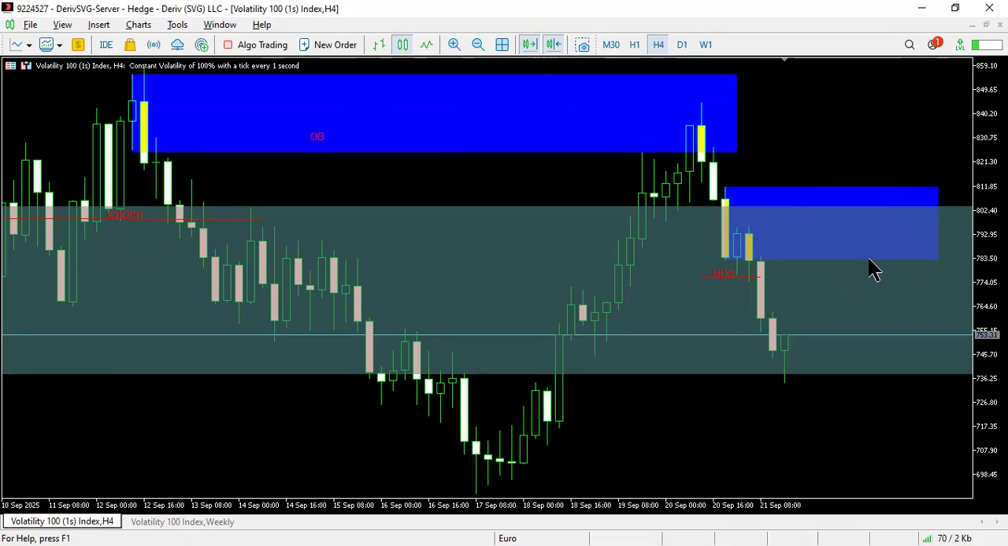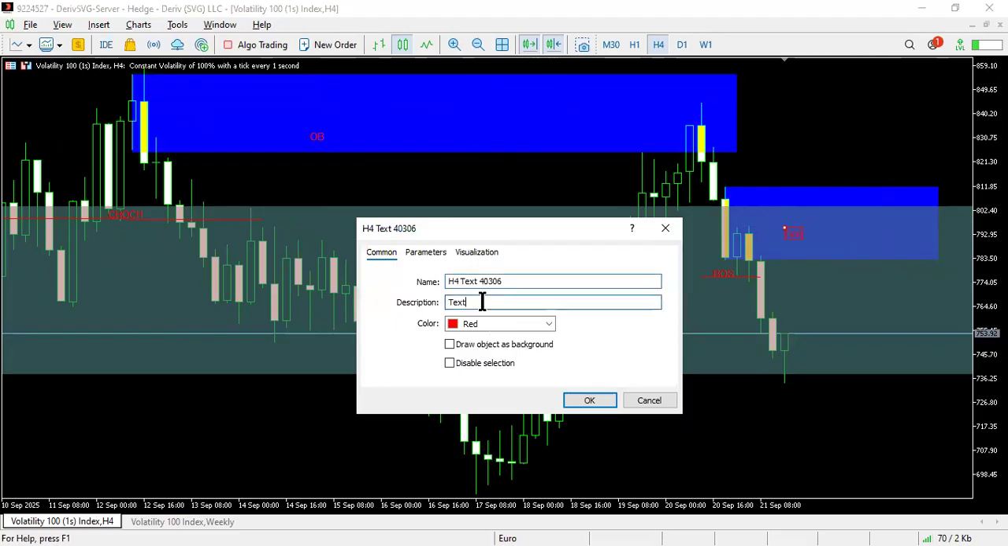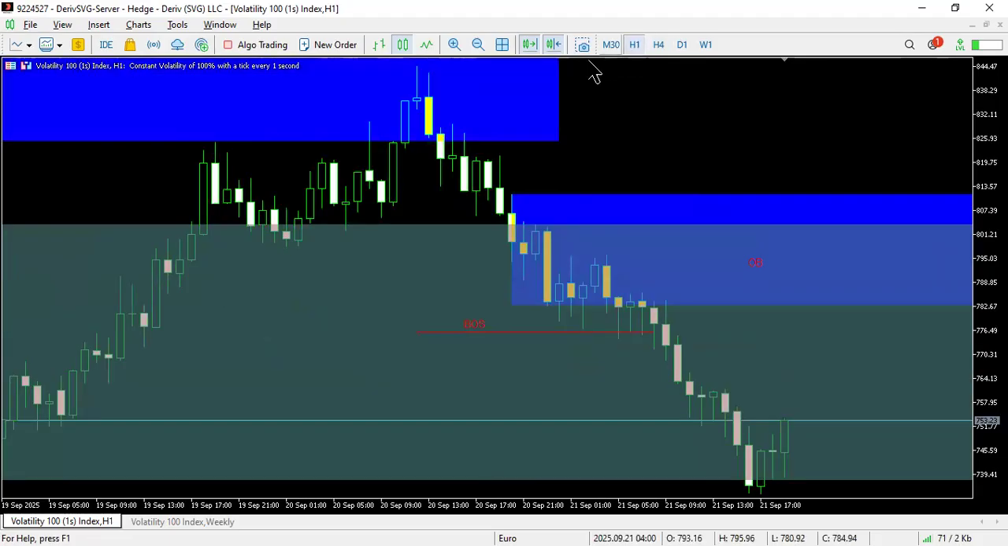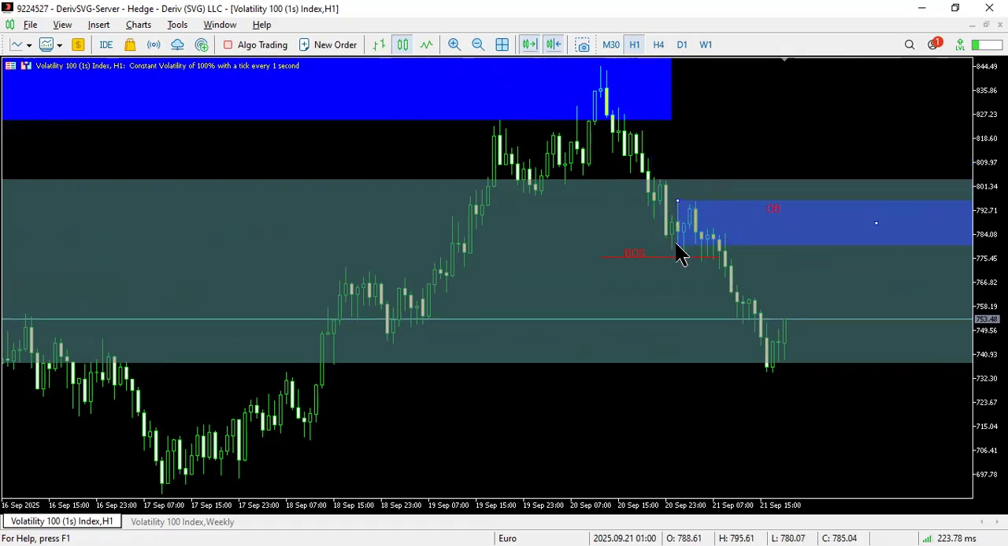Now it's looking like price is going to mitigate our order block. So I'm waiting for price to go and mitigate our order block, and then I'll look for selling opportunities. That is all on the 4 hours. And then if we go to our one hour time frame, the order block is that one. So that is where we are going to wait for price to come back and mitigate.